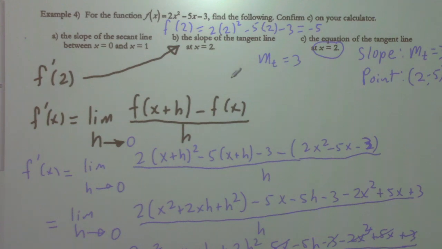Do you remember what that is? That's the slope-intercept form. Let me show you what this is: y minus y1 equals m times x minus x1. Yeah, so Carson pretty much has it.